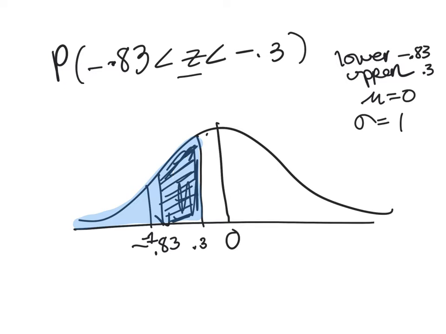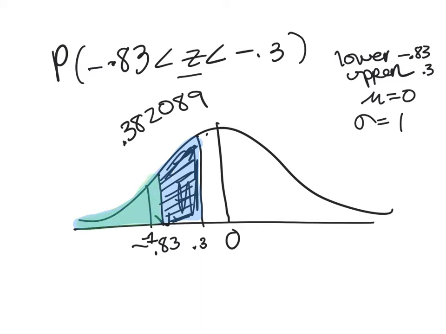So I'll do this on Excel real quick. In order to do that, I would type the equal sign, norm dot dist, x is negative 0.3, mean is 0, standard deviation is 1, cumulative is true, and I would get this blue area right here at 0.382089.